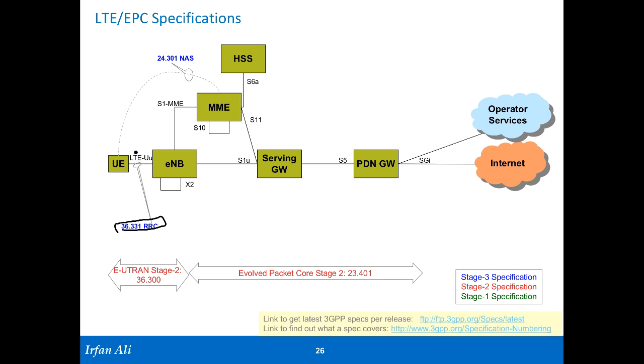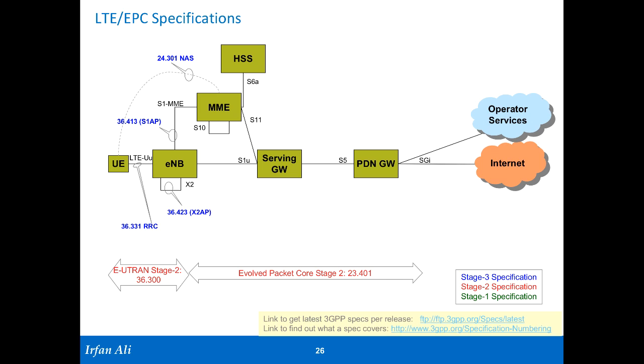This is a logical interface, and obviously the communication will go via the E node B to the MME, but since this is logical, the specification that covers this interface is 24301, sorry. Then the interface between the E node B and the MME itself is specified by 36413, and this is the main signaling interface going between the E node B and MME.